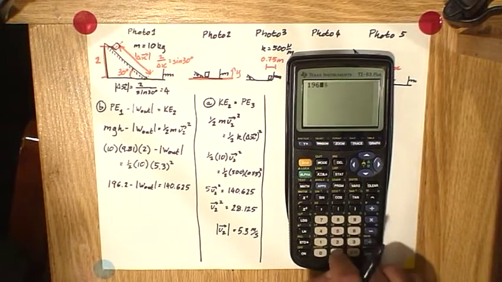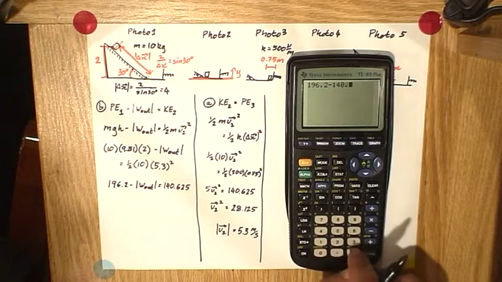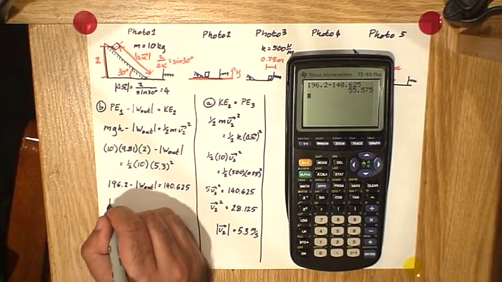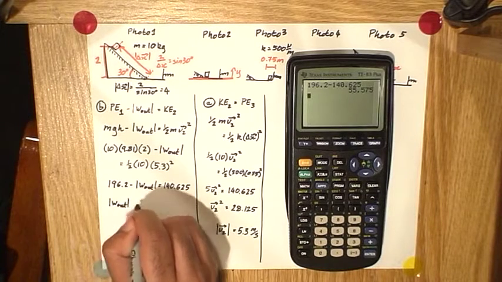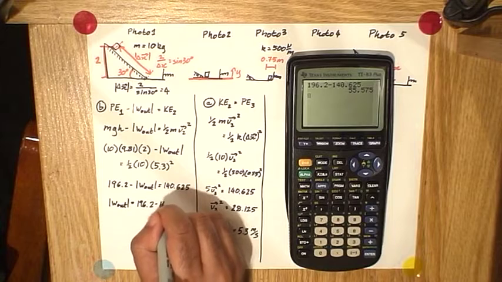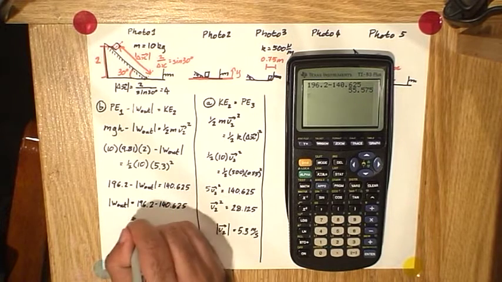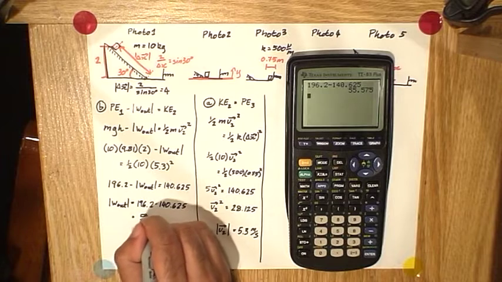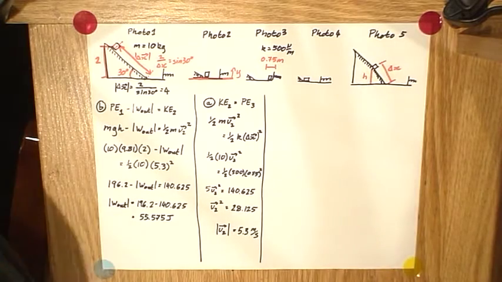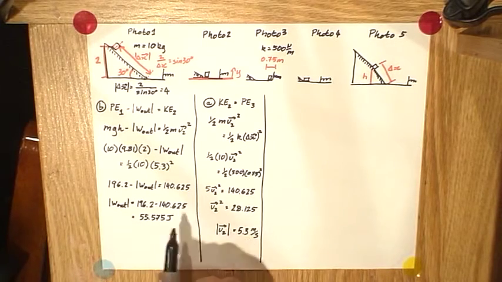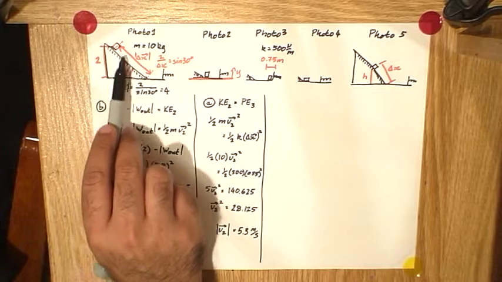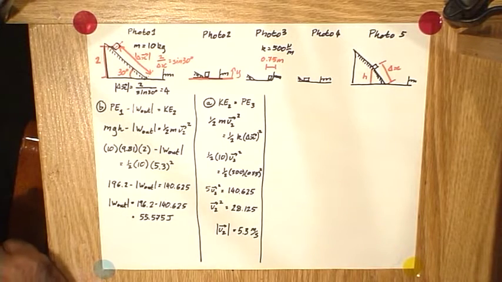So 196.2 minus 140.625 equals 55.575. So work out is equal to 196.2 minus 140.625, which is 55.575 joules. Cool. We have now solved for the work out between photo 1 and photo 2, the amount of work that friction did on this surface. Let's keep going.